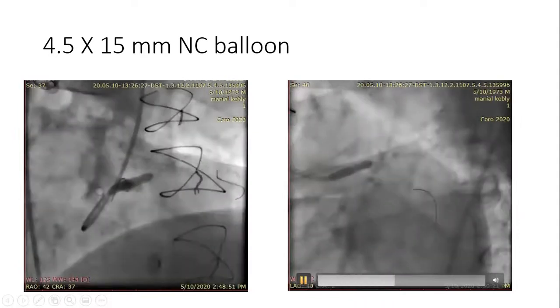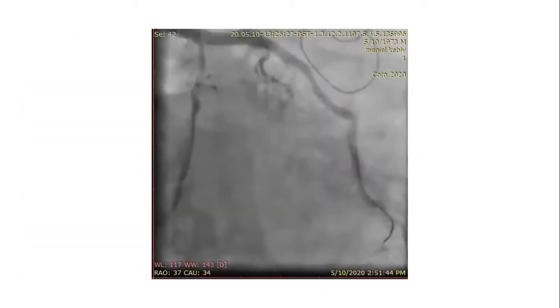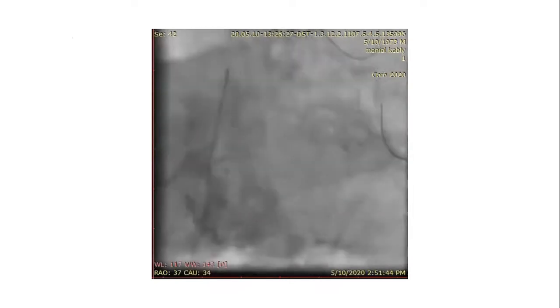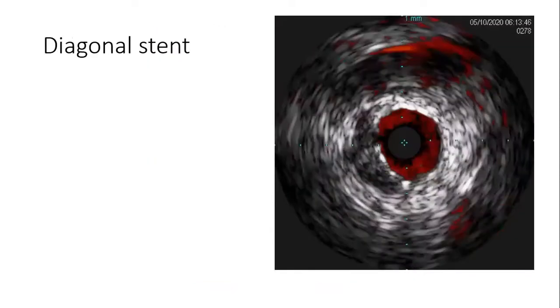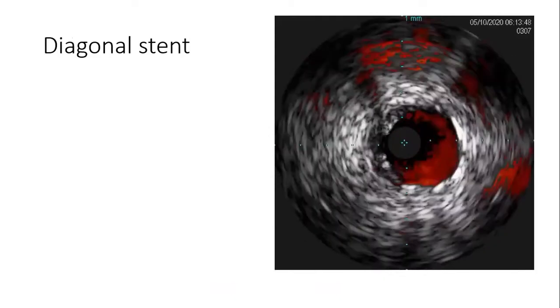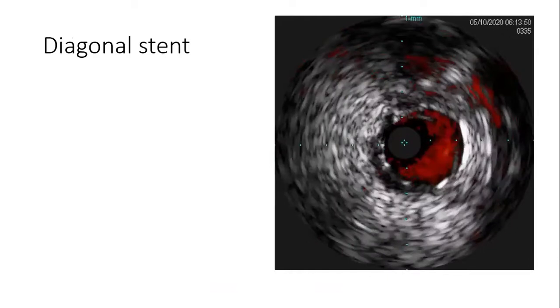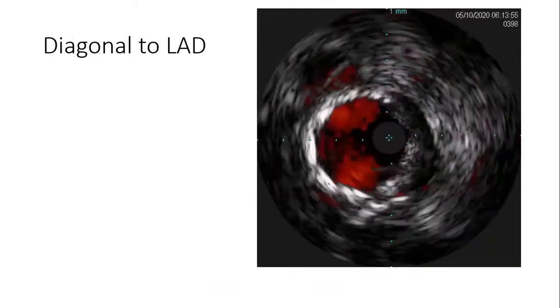After we did that, this is the image after the post dilatation of the diagonal and the left main LAD. Then we did an IVUS after the stenting. This is the diagonal stent. It appears okay and well apposed in the diagonal branch. Then the diagonal to LAD.